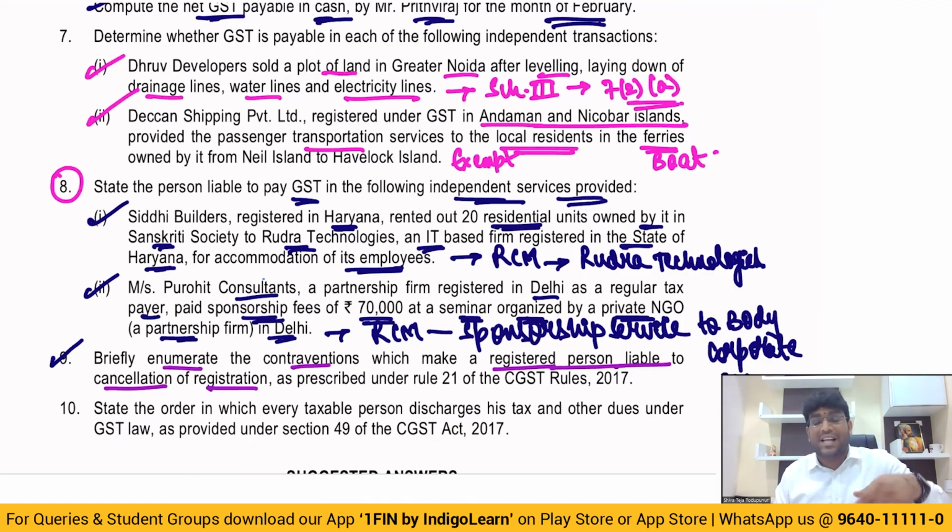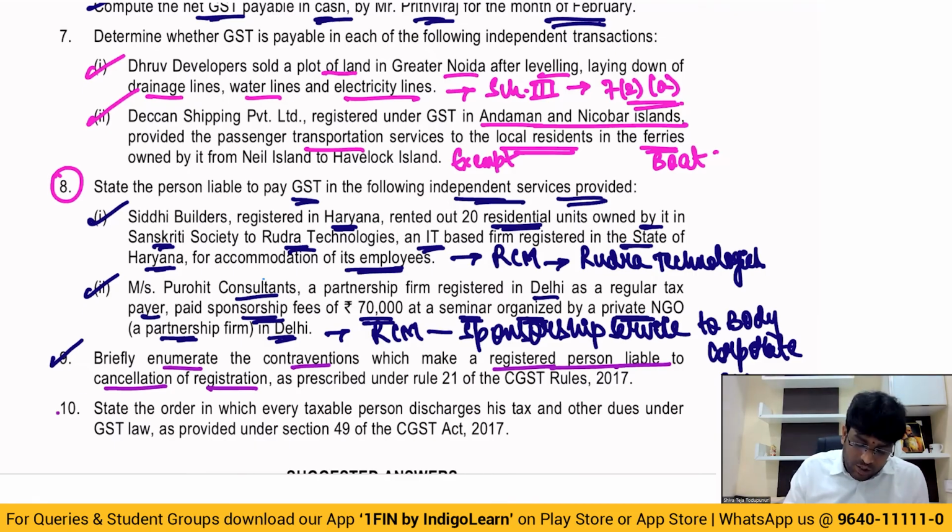If he is filing returns on a quarterly basis, he has failed to furnish them for 2 consecutive quarters, or he has violated the anti-profiteering mechanism, or he has not updated the bank account details after obtaining registration. So these are the multiple cases and scenarios. Also, he has availed input tax credit in contravention of law. In all these circumstances, my dear friends, a registered person's registration is liable for cancellation.